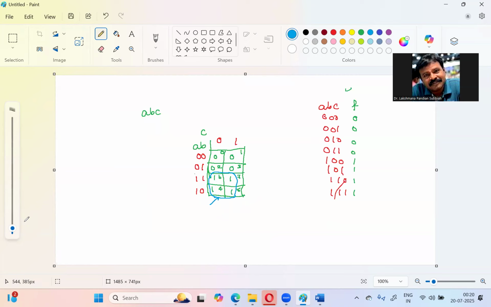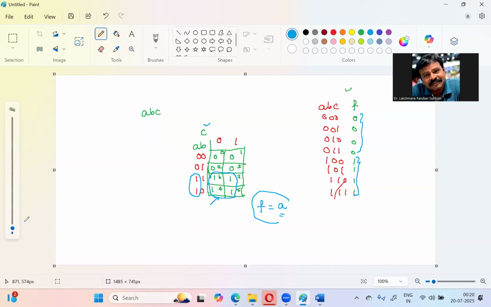In these two, the commonality is A. Here in that cell, C is there. So the function is F equal to A. Whenever A is 0, the output is 0. Whenever A is 1, the output is 1. So the output depends only on the variable A. So F equal to A.